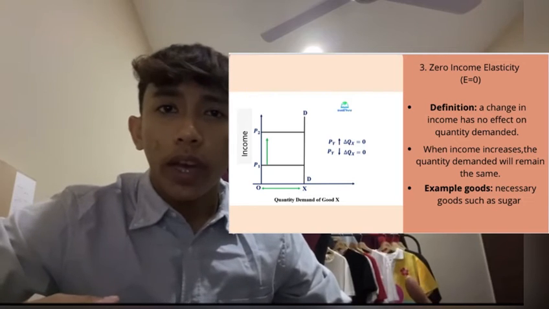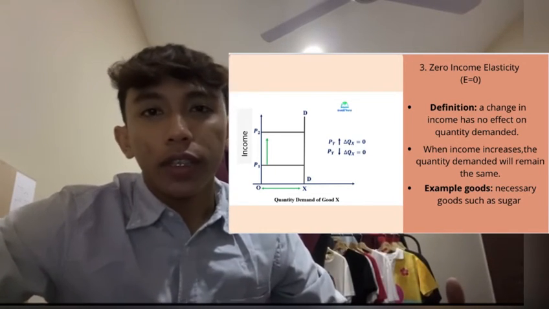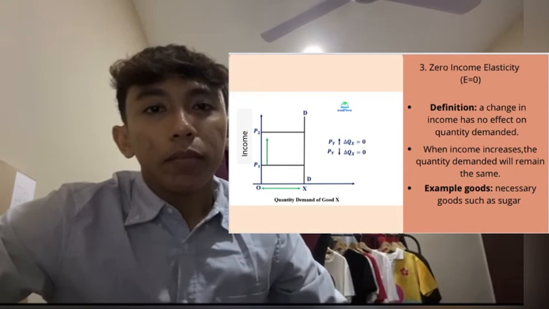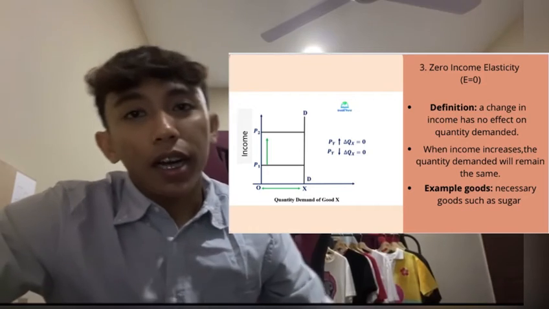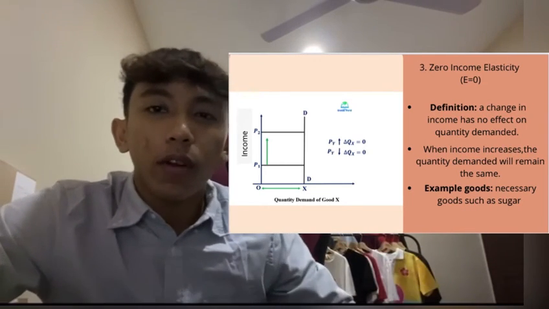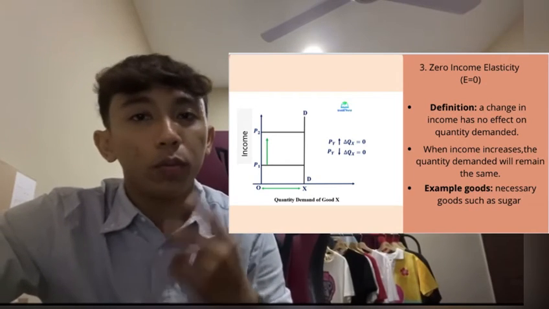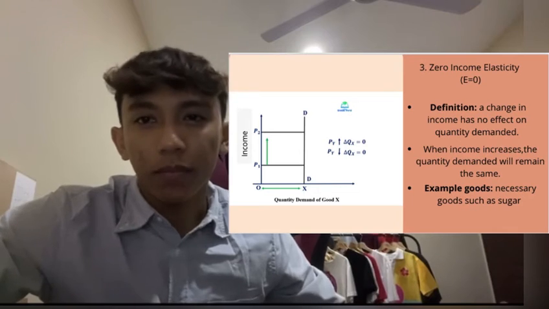Lastly is zero income elasticity. It means when a change in income has no effect on quantity demanded. Example, the good is a necessary good such as sugar. Based on this diagram, when income increases from P1 to P2, the quantity demanded will remain the same.